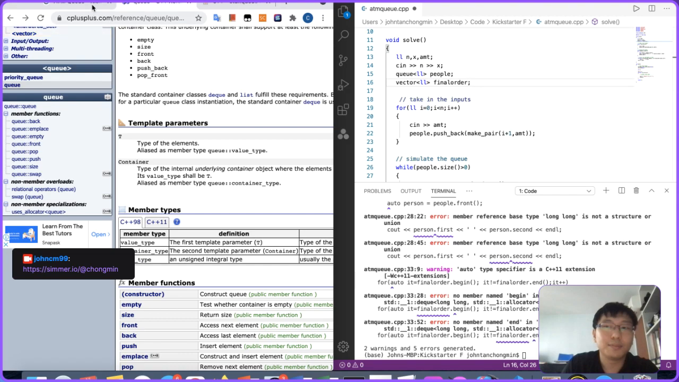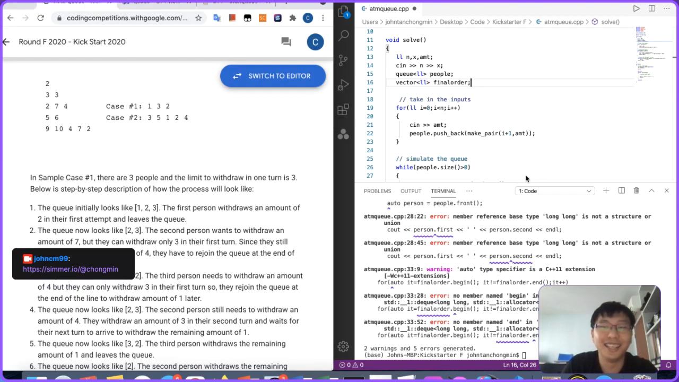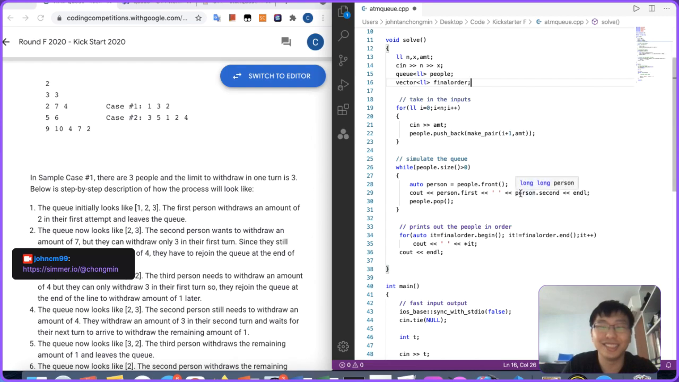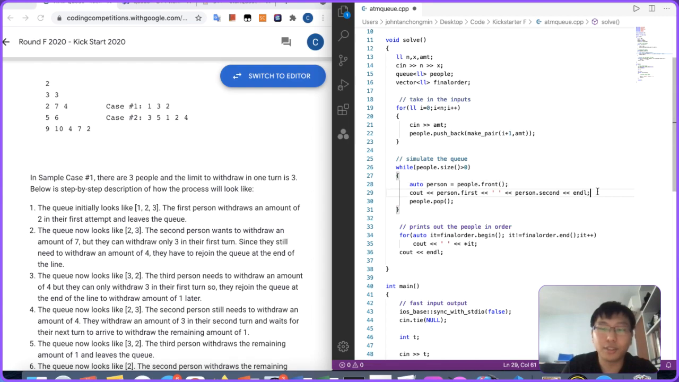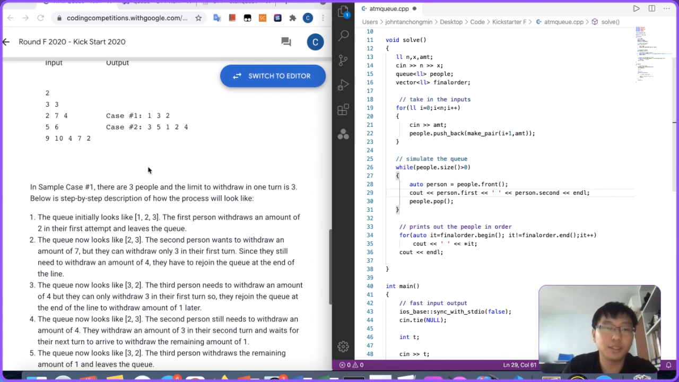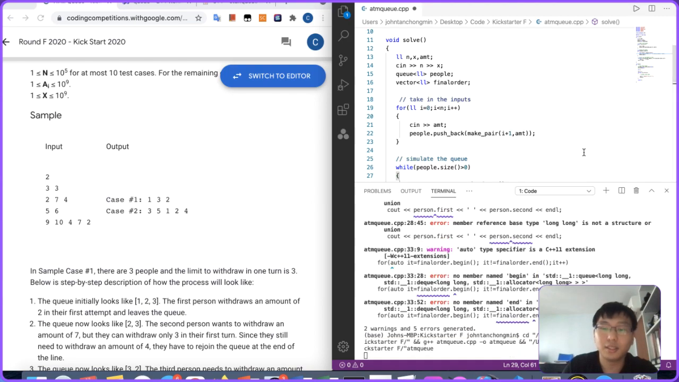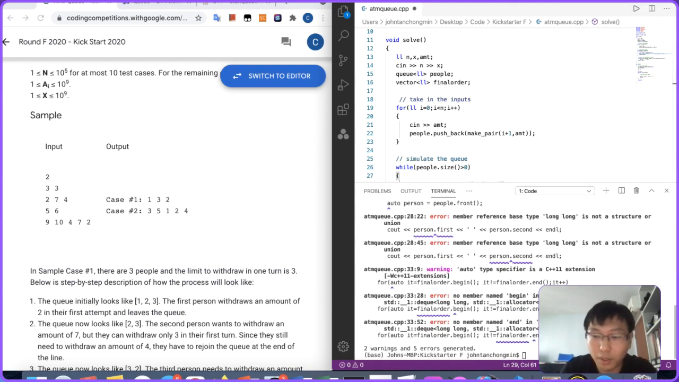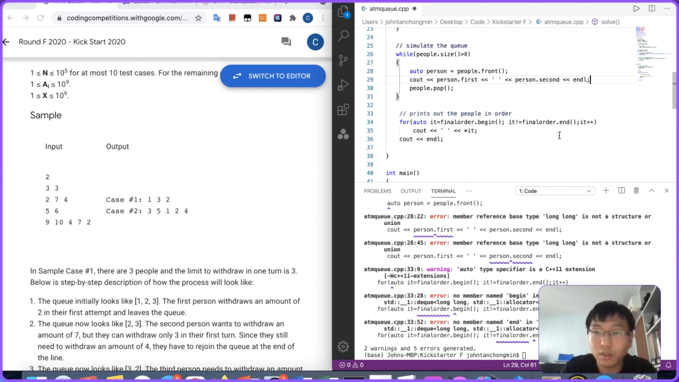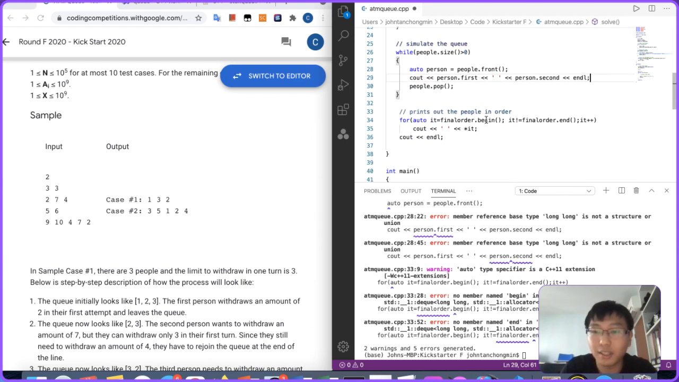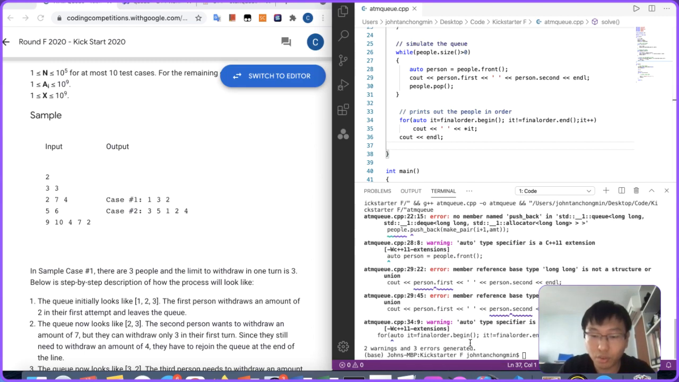Okay, I should at least solve the first question of Kickstart today. Let's try to finish this. We simulate the queue. We have a person at the front. Let me see whether this is done properly. Let's play this. No member called N in queue. It's no longer a queue anymore, it's a vector now. Oh, I didn't save the code. No wonder. I need to save it and run. Okay, three errors generated. Person dot second, person dot first is not a structure.